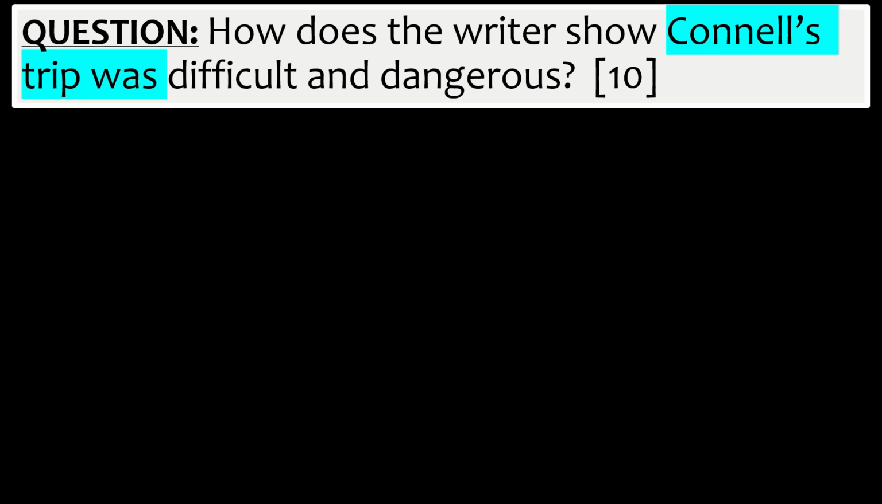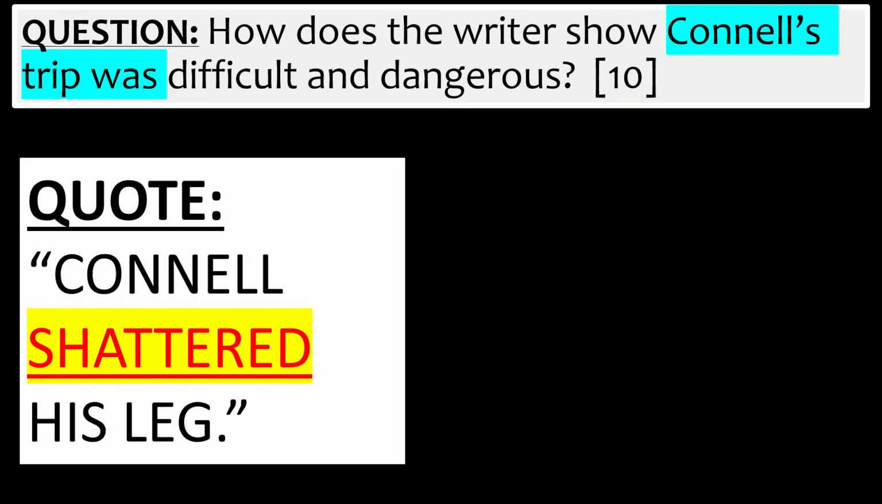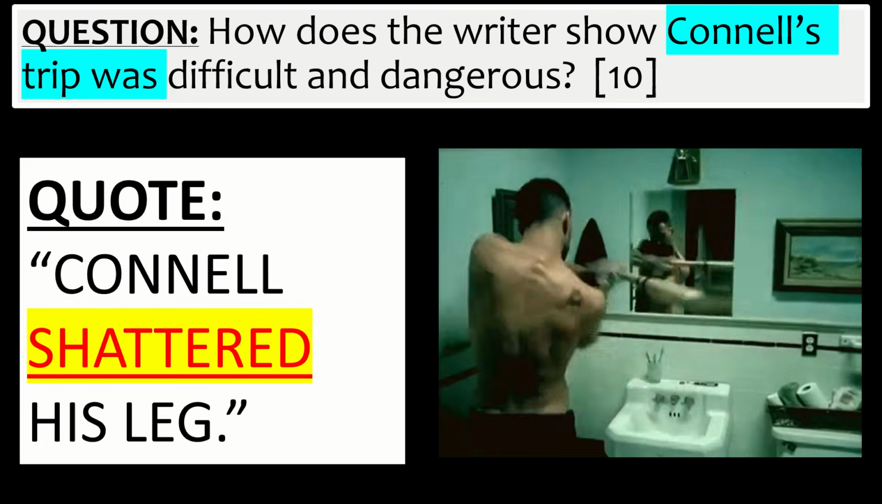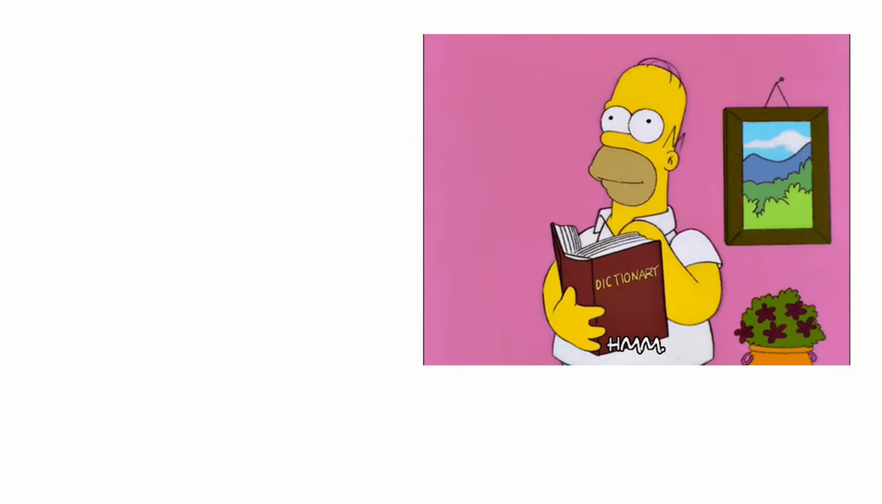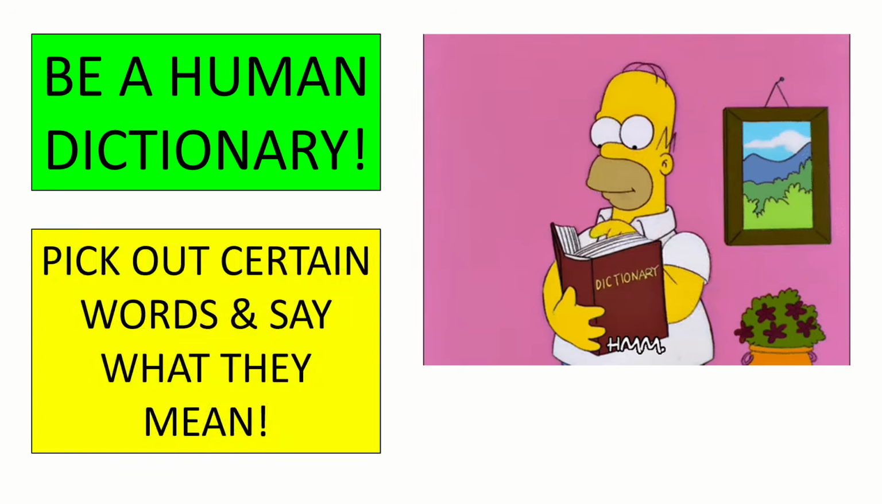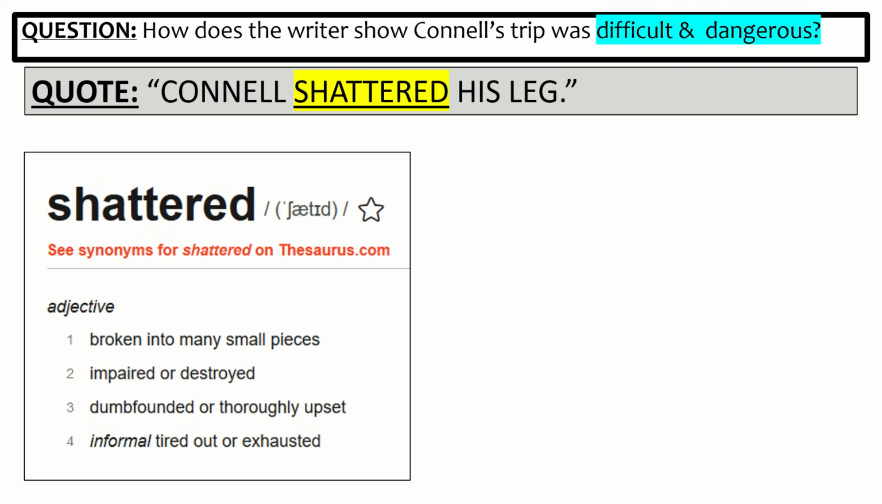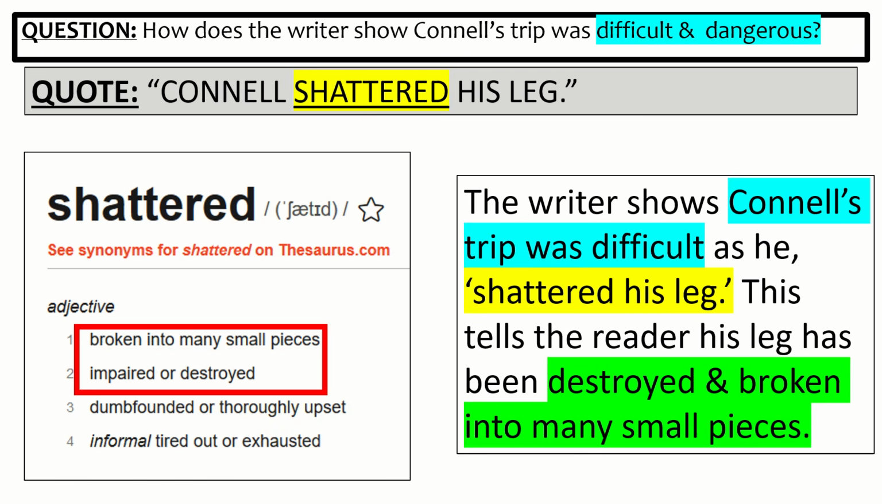So if the quote was, how does the writer show Connell's trip was difficult and dangerous, and the quote was, Connell shattered his leg, be that human dictionary again, be that human thesaurus. What does shattered mean? Well, it means broken into small pieces or destroyed. So I've put, the writer shows Connell's trip was difficult, question, as he shattered his leg, quotes, this tells the reader his leg has been destroyed and broken into many small pieces.